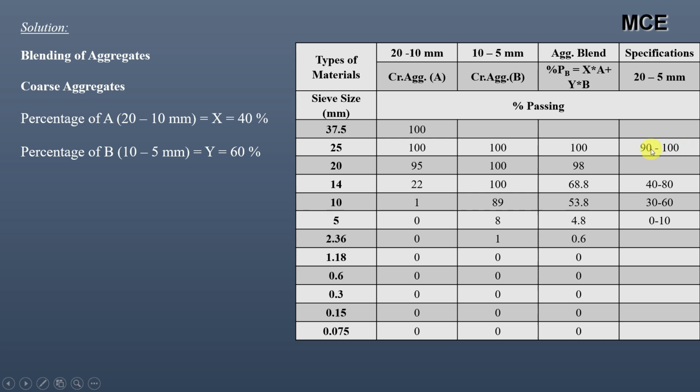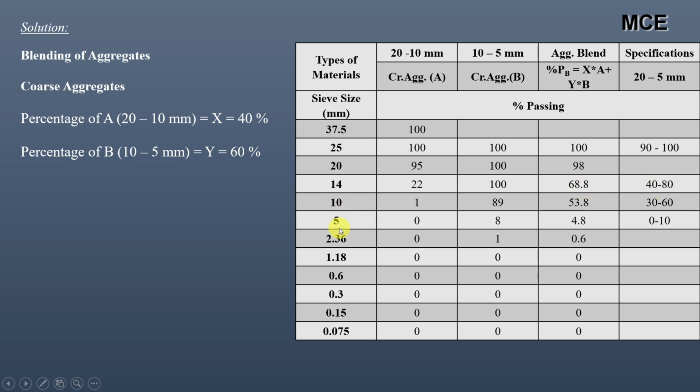My gradation should be in this range. For 25 mm, it will be 0.4 into 100 plus 0.6 into 100, which is 100. It is in the range of 90 to 100. Similarly for 14 mm, you will take 0.4 into 22 plus 0.6 into 100, which is 68.8, and it's again in the range of 40 to 80.